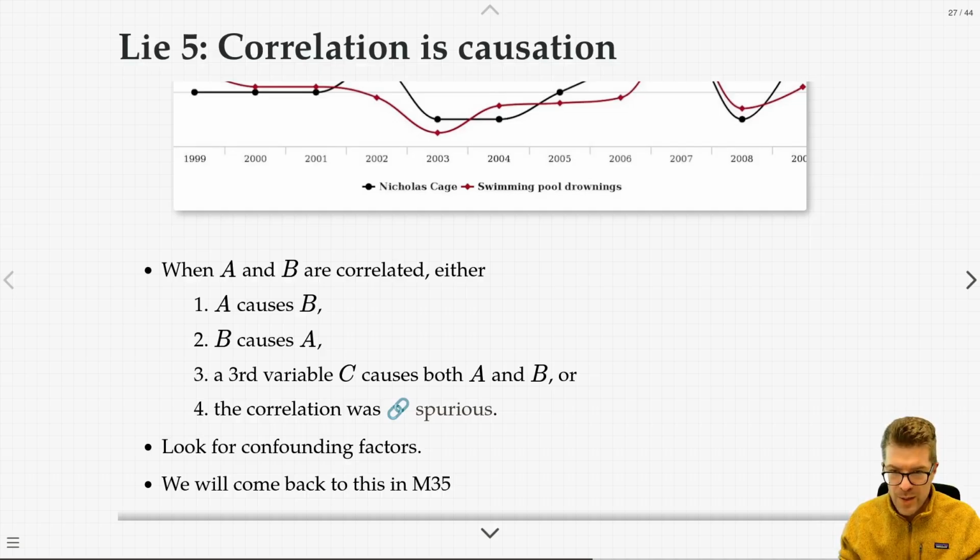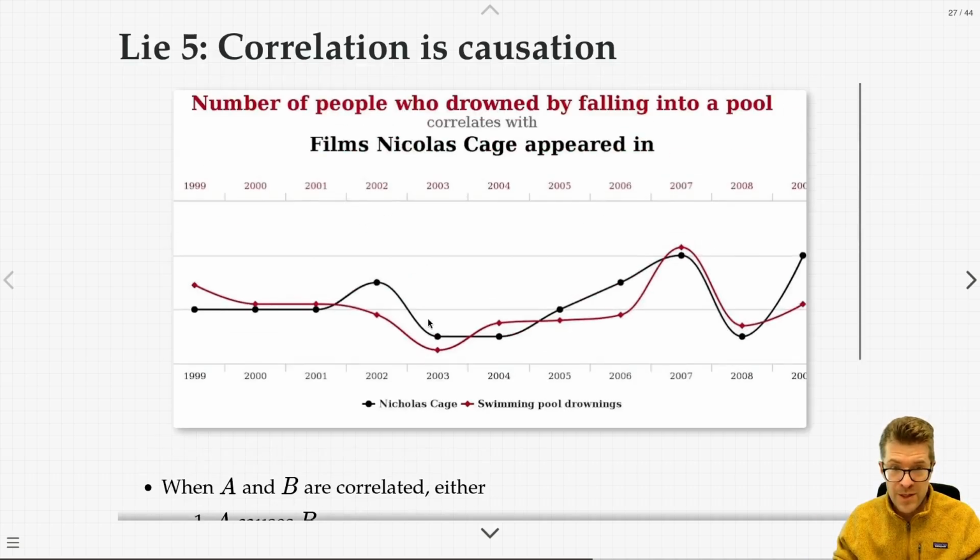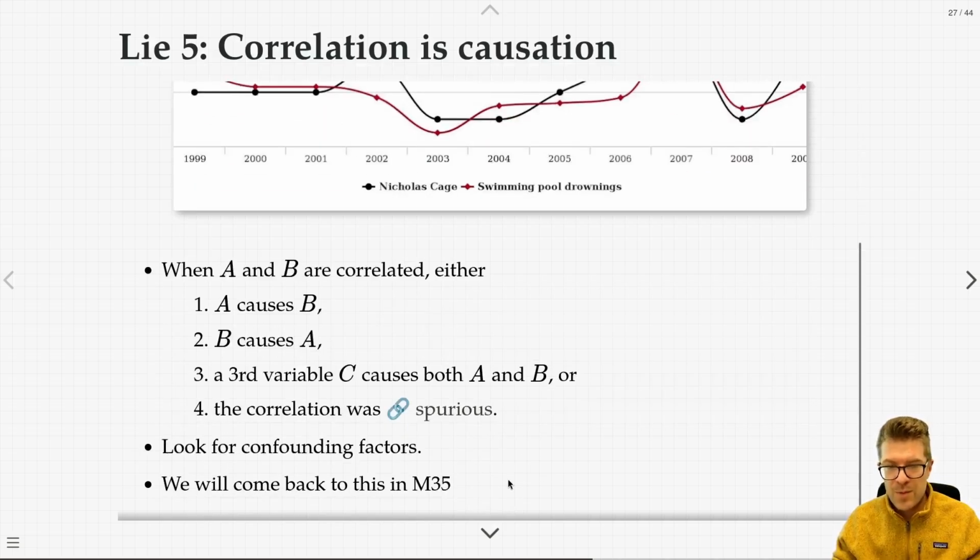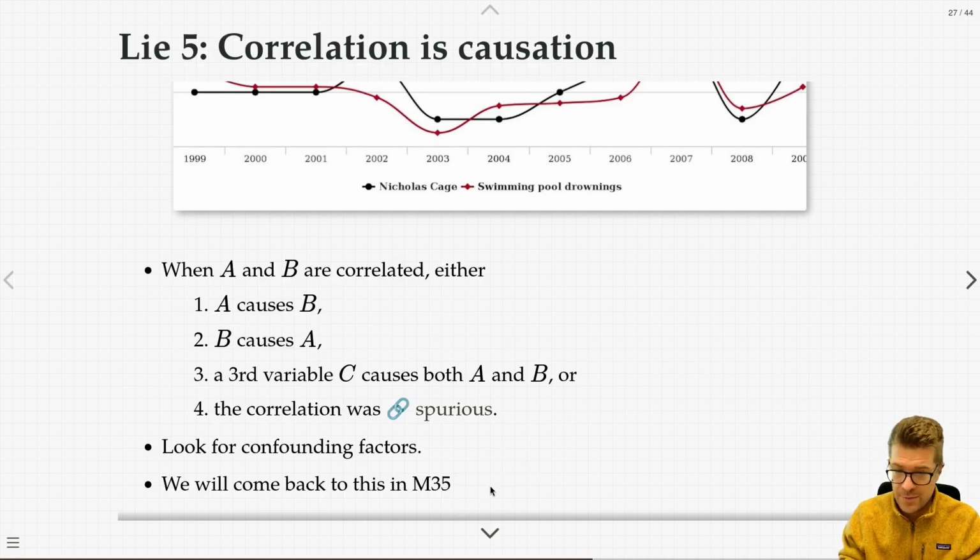A doesn't cause B, B doesn't cause A, but C causes both A and B. But also sometimes things are just accidental. So again, we'll see more in terms of this random sampling in data, but sometimes you'll get random samples together which has a strong degree of correlation, but that's an accident of just the sampling.